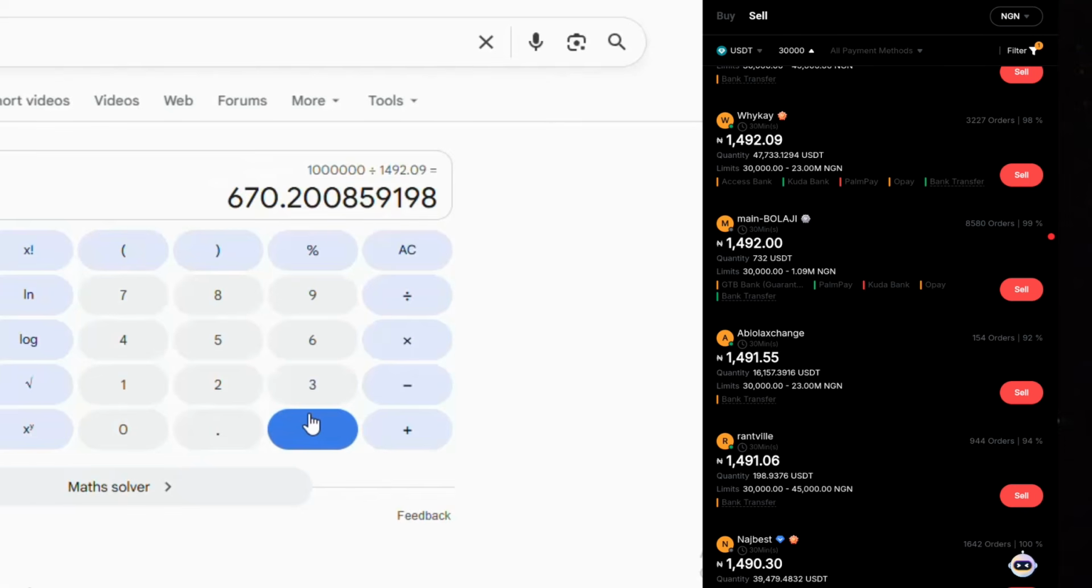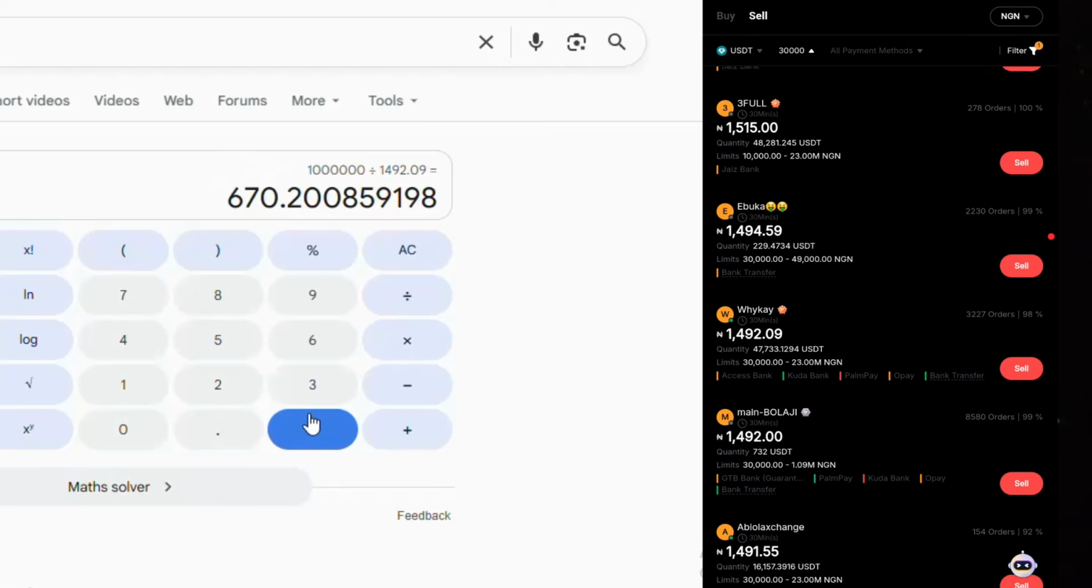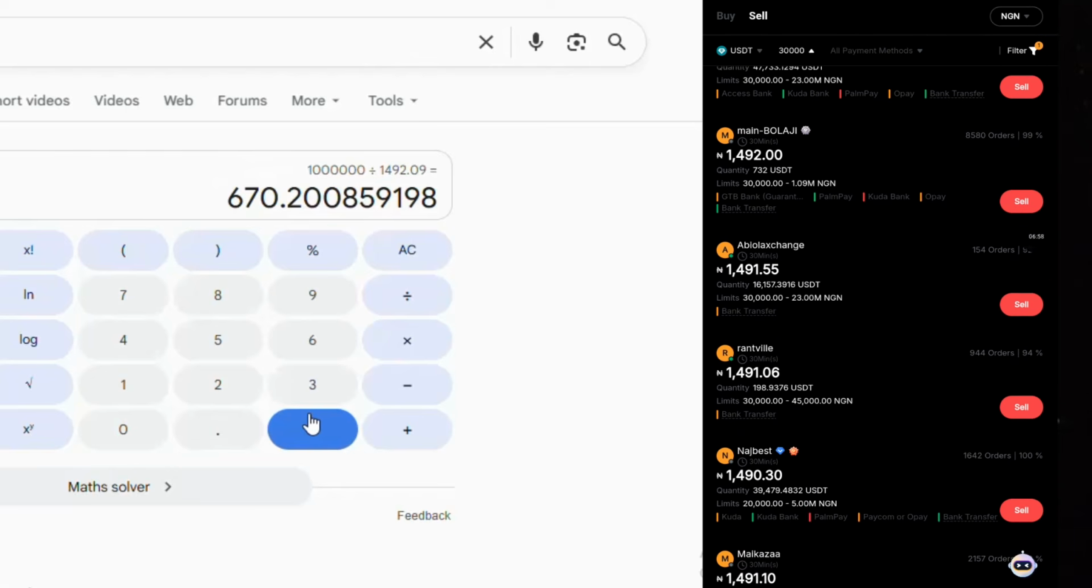So at the end of the day, you find out that you have sold. You have exhausted all the 1 million naira in your account, and you have 670.2 USDT. Why? Because people are selling their USDT to you. I mentioned that merchants buy on the sell side, so people will be selling their USDT to you. So at the end of the day, with this rate, you can see the best rate right now is at the top, which is this one, 1492.09.